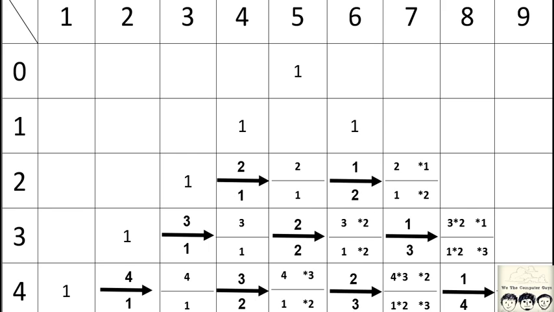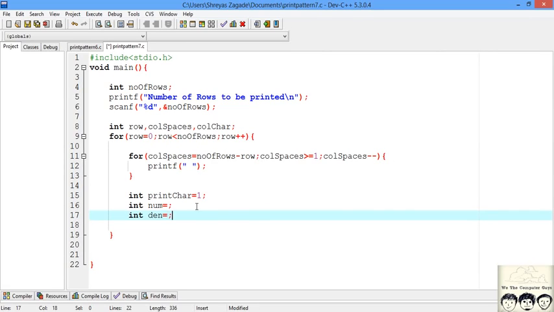If you look anywhere over here at these arrows, you're multiplying by a value and also dividing by a value. This is why we'll be needing two variables. I'll call them numerator and denominator. So I've created two variables, that is numerator and denominator.